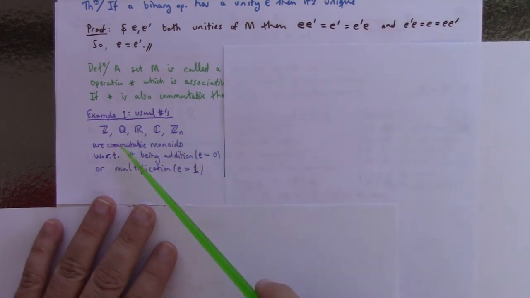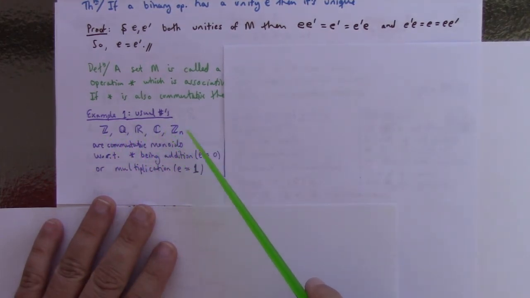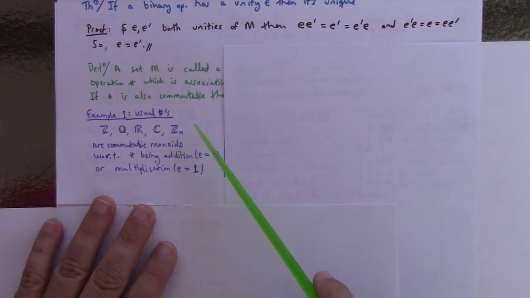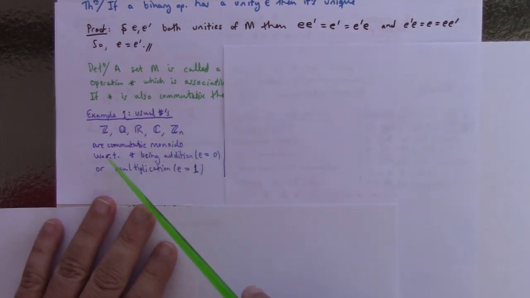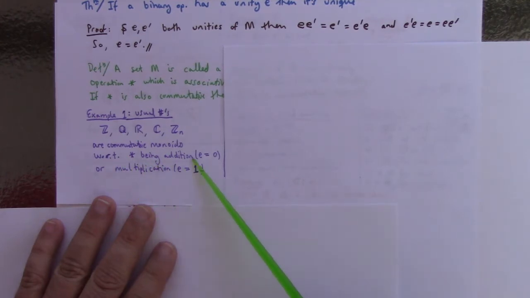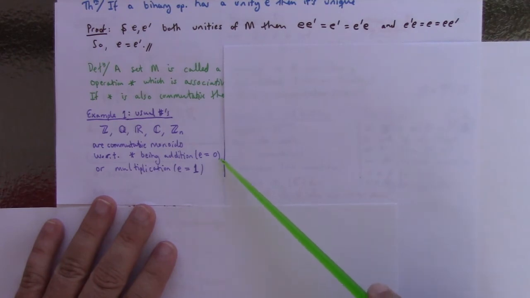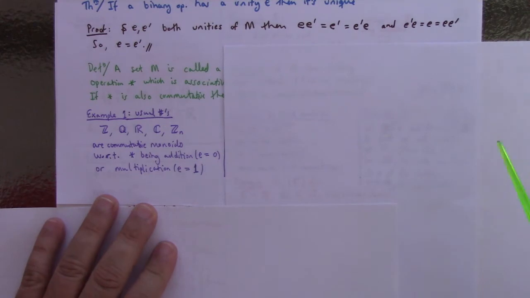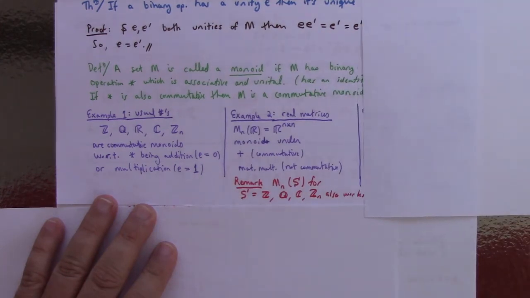Example 1: the usual numbers, integers, rationals, reals, complexes, modular arithmetic, Zn. These are all commutative monoids, either with respect to star being taken to be addition, in which case the identity is what we call 0, or multiplication, in which case we take the identity to be 1. If you want to be a stickler for the bar notation, you could say 0 bar, 1 bar, and Zn. But as we discussed, we're trying to free ourselves of that pedantry.